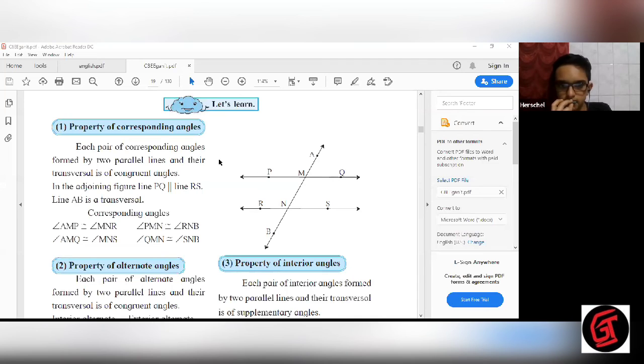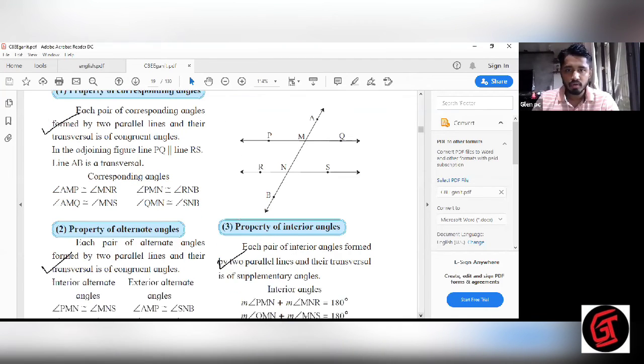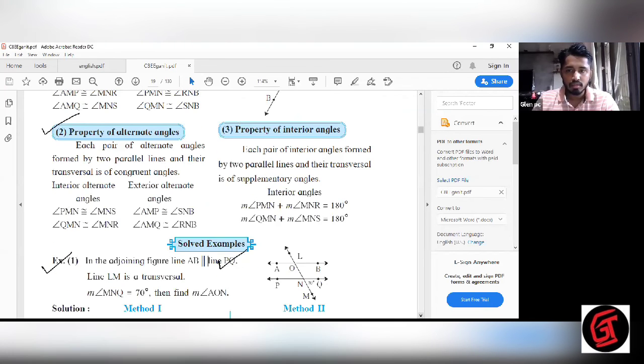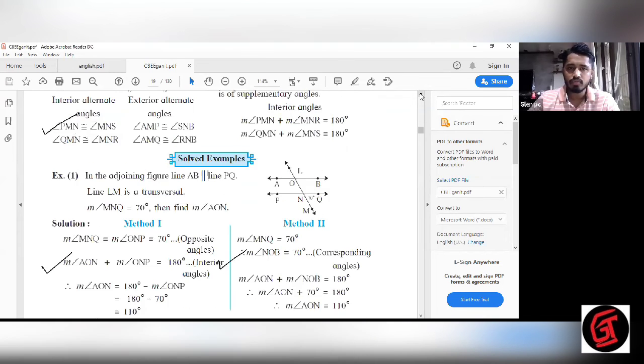Okay. If you have the textbook, please mark it in your textbook. I want you to write all this once for homework. Whatever I'm marking on the screen, please write it once for homework. That is this property of corresponding angles, second, property of alternate angles, and property of interior angles. All these three, I want you to write it once for homework with the diagram. That's all. Only write these three once for homework.